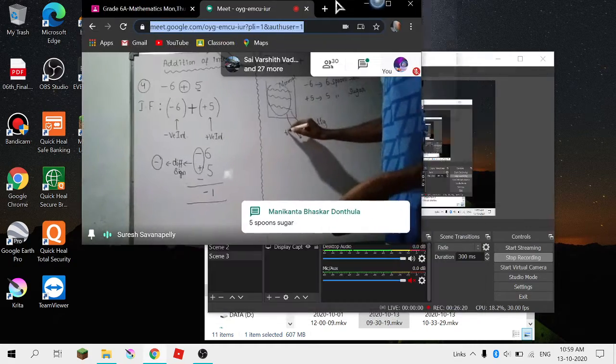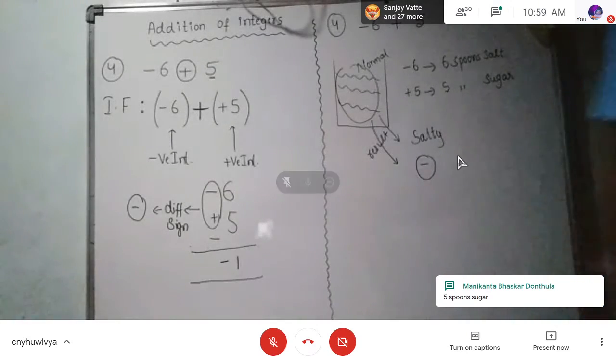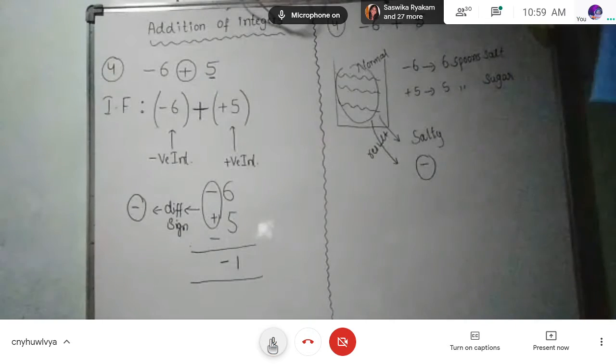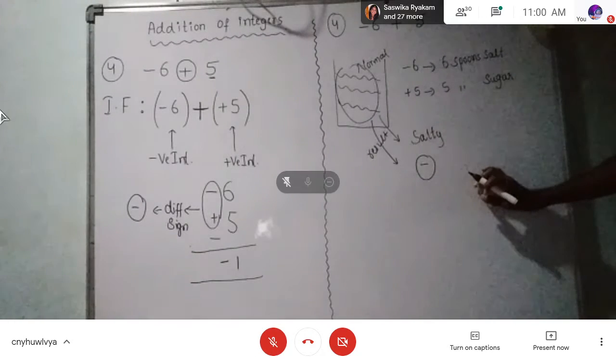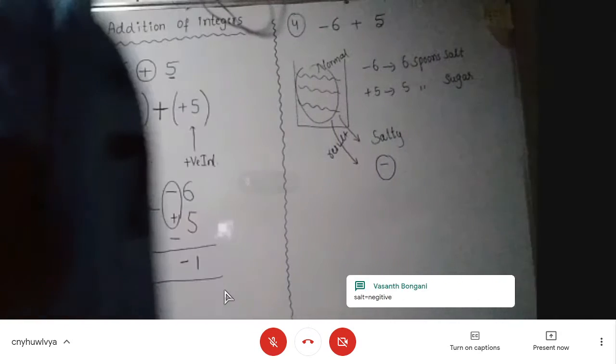Salty means the result will become negative. What is the meaning of this? The result will become negative. So that is the reason why we got the result as negative. Okay, so this is how we can understand the addition of integers. I hope you understood the addition of integers clearly.